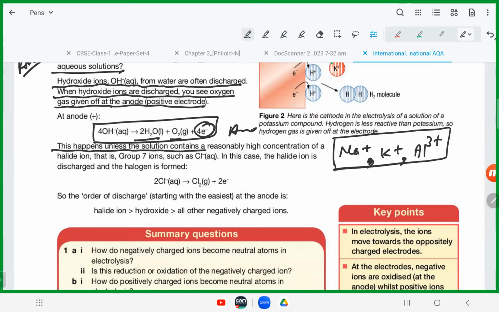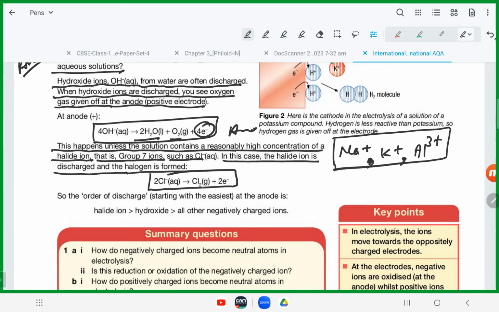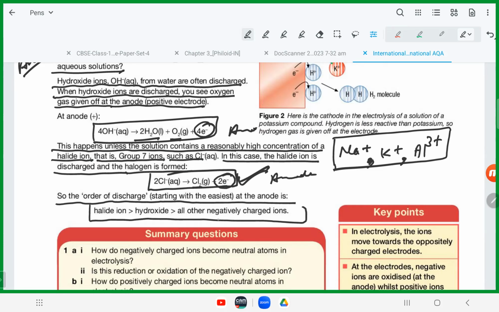This happens unless the solution contains a reasonably high concentration of halide ions, that is group 7 ions, such as Cl minus ions. In this case, the halide ions discharge and the halogen is formed. So 2Cl minus gives Cl2 plus 2 electrons. Loss of electrons is going to happen, and this also happens at the anode. So the order of discharge at the anode starts with the easiest: the halide ions, then hydroxide ions, then all other negative ions. Can you understand this one?